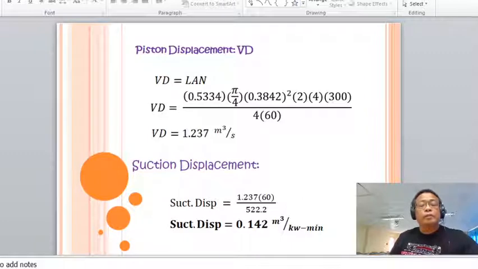For the suction displacement, it is equal to 1.237 divided by the power. The basis here is the brake power. That is why the suction displacement is 0.142 cubic meter per kilowatt minute.